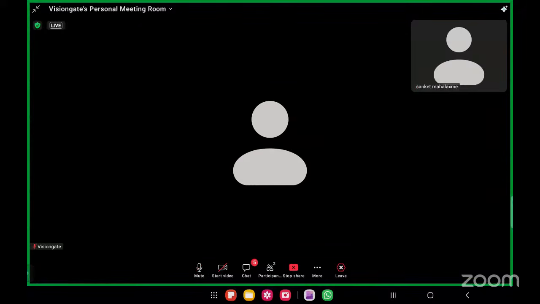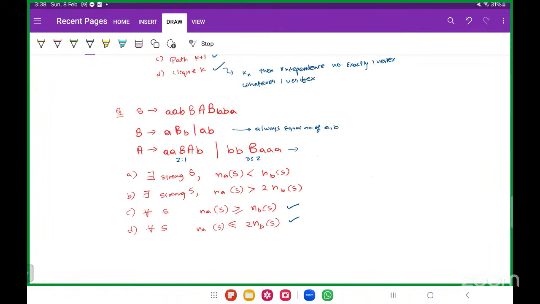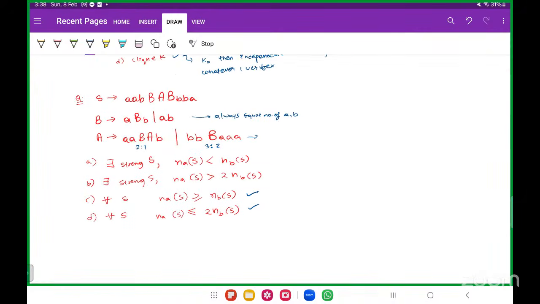So in this problem, originally S generates an equal number of A and B, B generates an equal number of A and B, A generates either A twice of B or 3 by 2 times. So it means the number of A is greater than B and the number of A is less than twice the number of B. So the answer goes to C and D in this case.